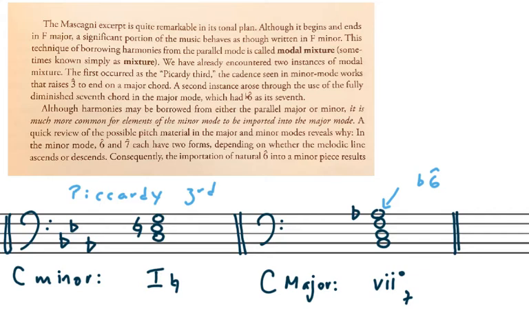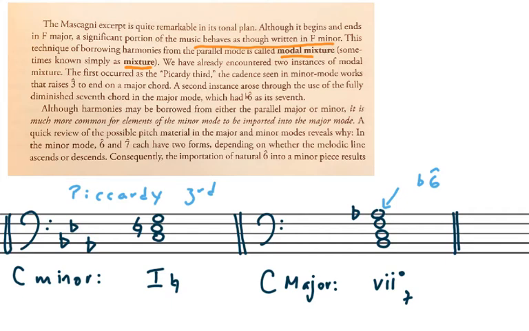The excerpt, as we said, begins and ends in F major. A significant portion of the music behaves as though it were written in the key of F minor. This technique of borrowing harmonies from the parallel mode is what we refer to as modal mixture, or in some cases simply as mixture.